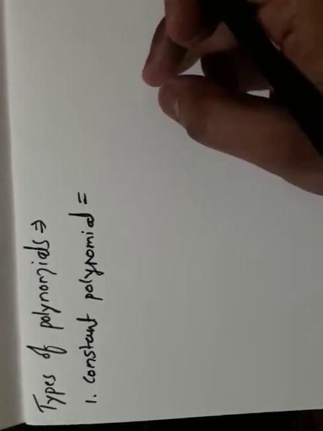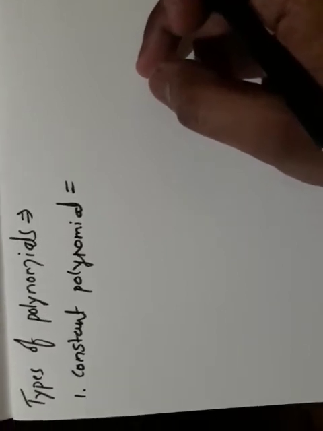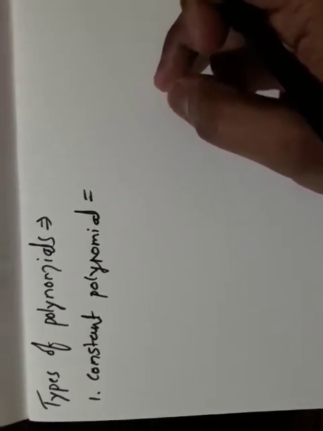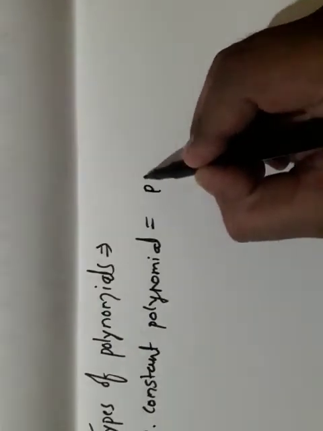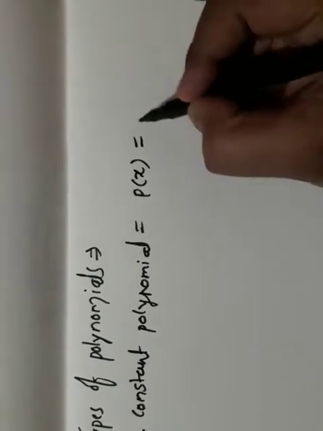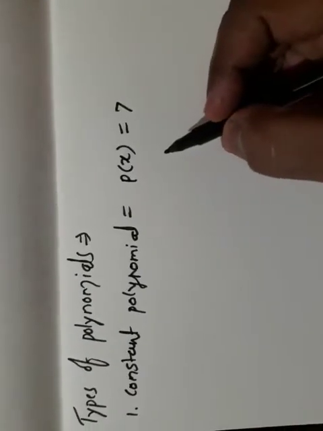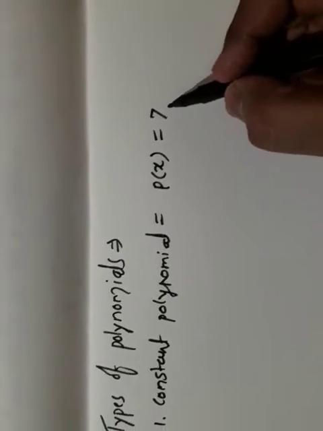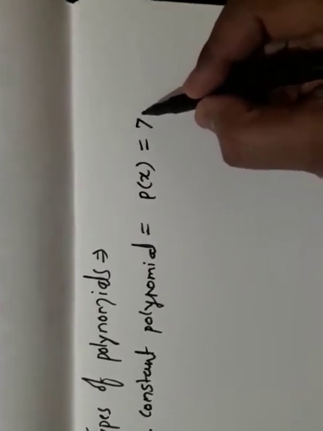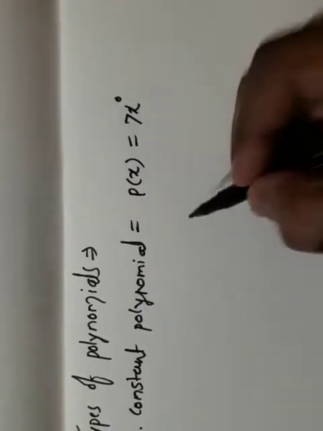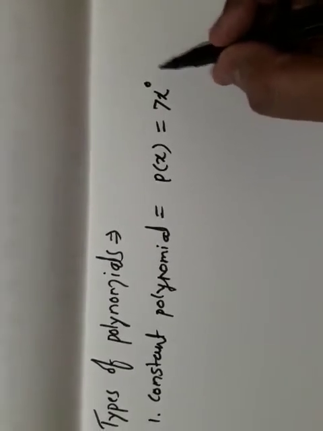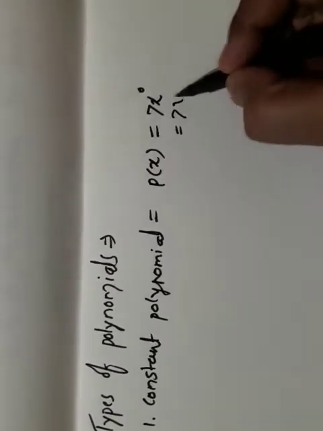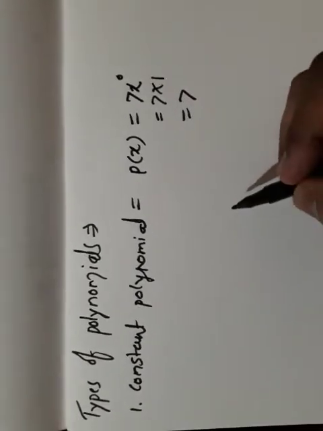In theoretical terms, the exact definition is: a polynomial of degree 0 is called a constant polynomial. For example, suppose the polynomial p(x) is equal to 7. Here I can also write it as 7x^0. When we write x raised to 0, or any variable raised to 0, its value is 1. So 7 into 1 is equal to 7. Okay, am I right?